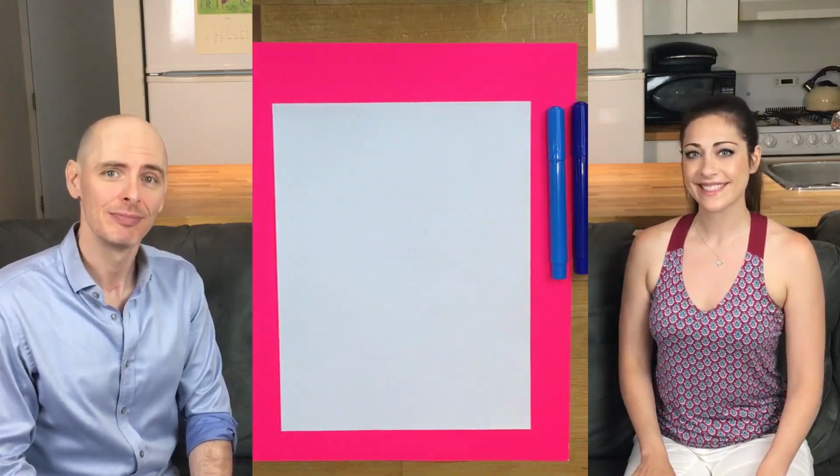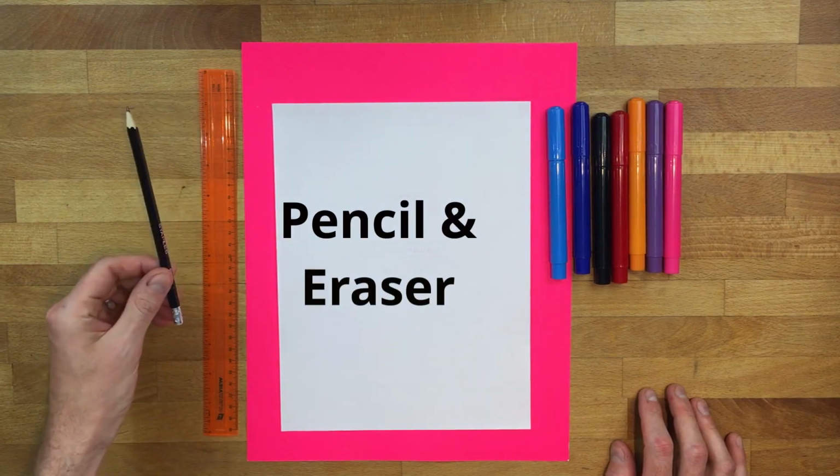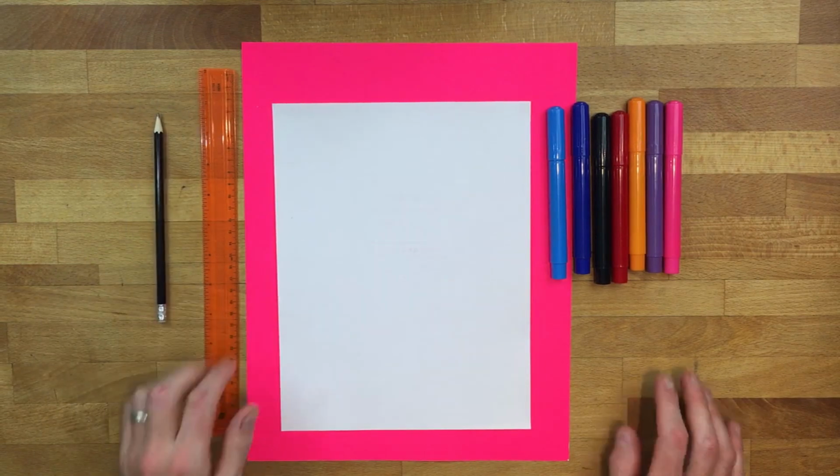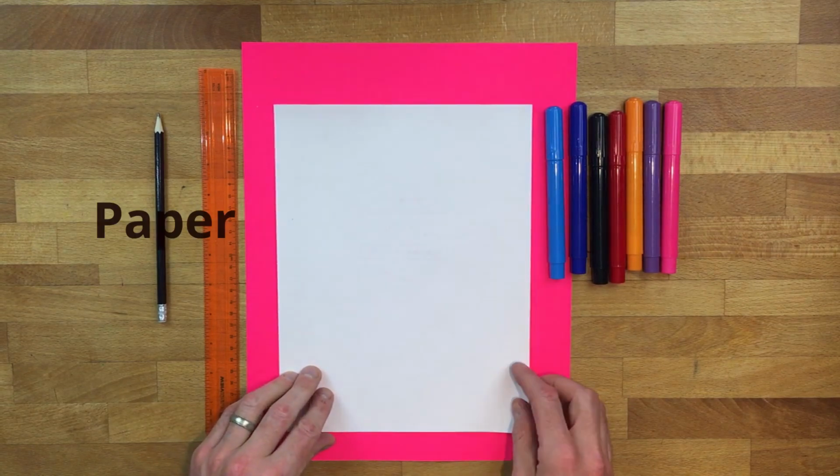Wow, op art is so cool. We should make our own. But how? I'll show you. For this activity, you're going to need a pencil with an eraser, a ruler, some colored markers, and a sheet of white paper.